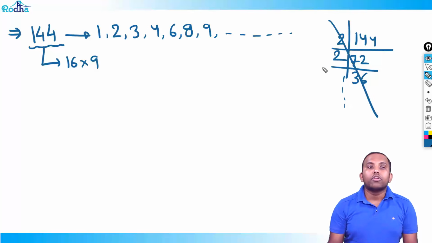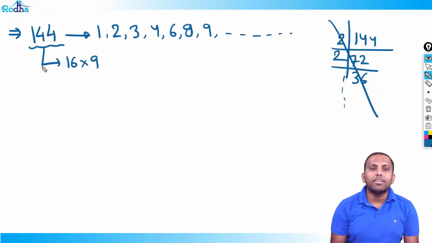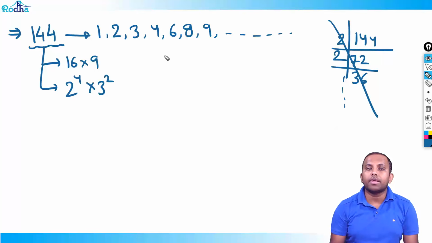So what you should do instead is try making the number into your convenient form. Suppose 144 is 16 into 9. 16 is nothing but 2 raised to 4, and 9 is nothing but 3 square. Right. One more example I can take.